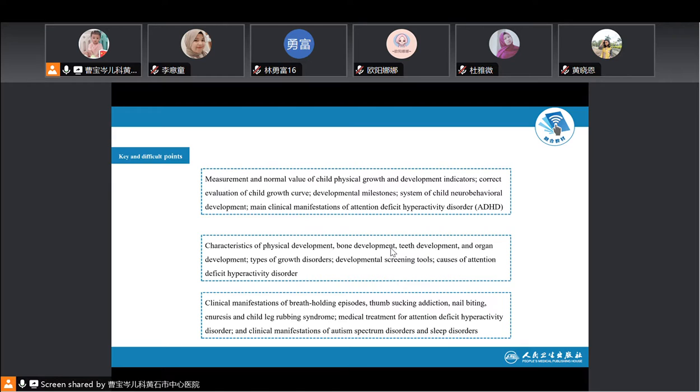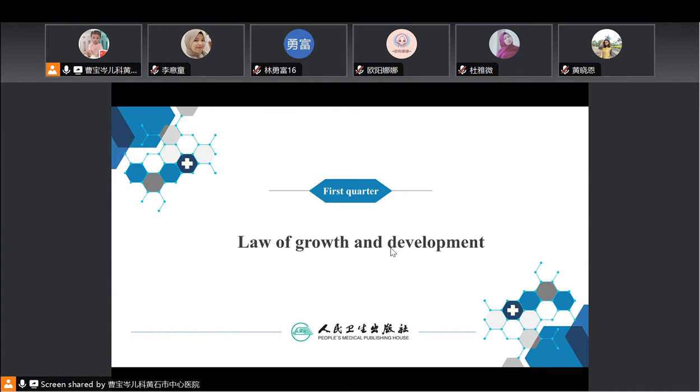Third, clinical manifestations of breath holding episodes, toe sucking addiction, and child rooming syndrome; medical treatment for attention deficit hyperactivity disorder; and clinical manifestations of learning disorders and sleep disorders.